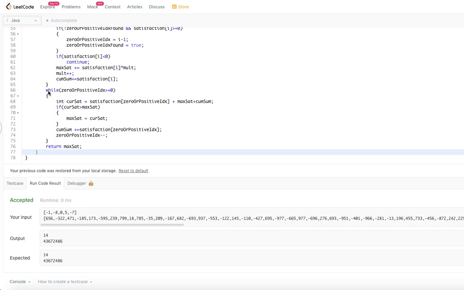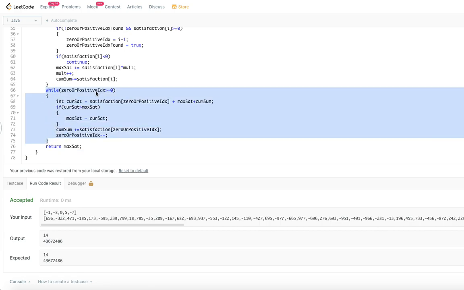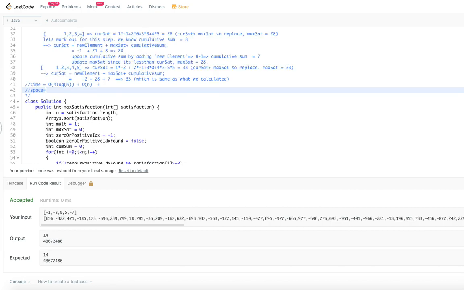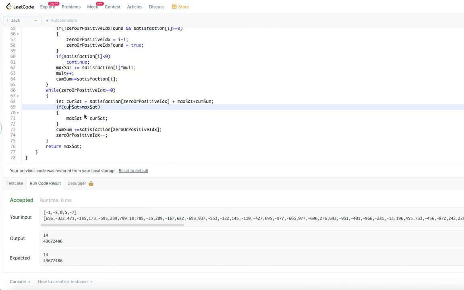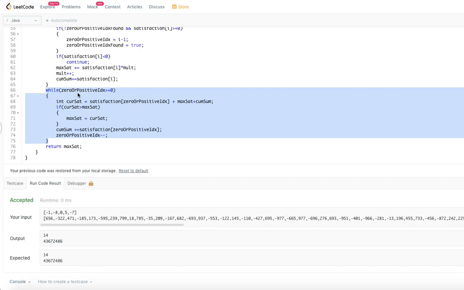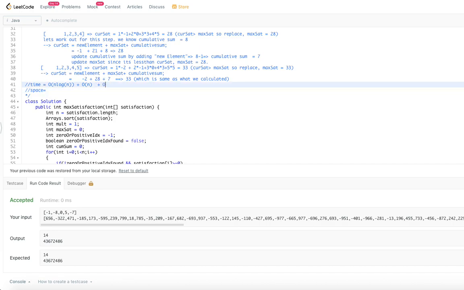Coming down again, there is another while loop. This goes backwards, just like in our example, where we started here and went backwards. If there is only one positive integer and the rest of them are negative, we will go all the way to the final index and start from there and come back until 0. That means in the worst case, this while loop also will be executed n times, so this will be plus order of n.